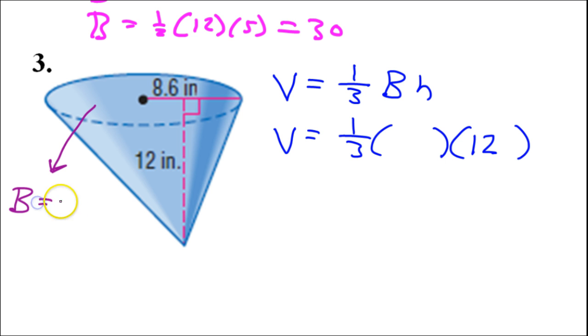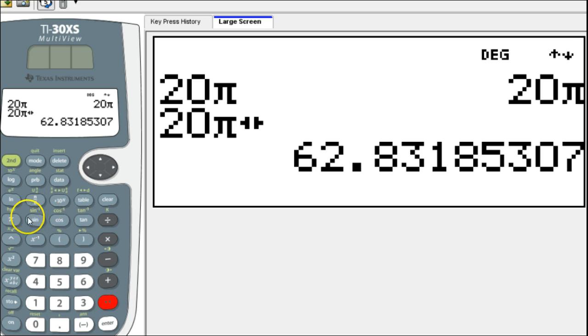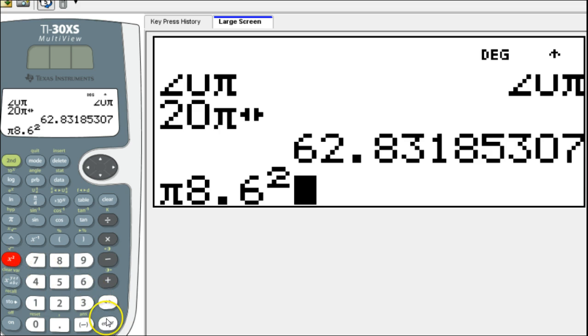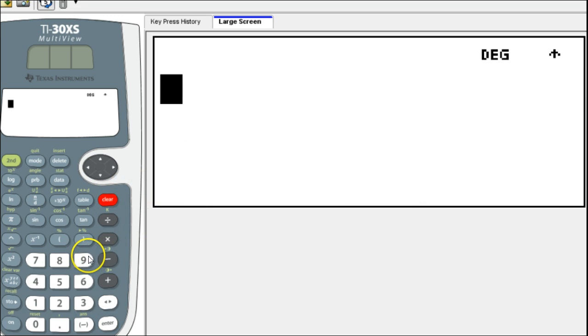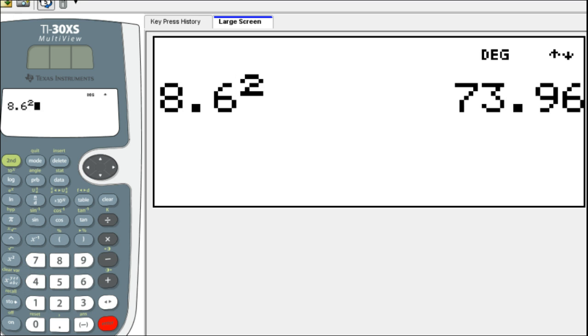So off to the side, let's go ahead and calculate the area of the base. Well, because the base is a circle, we should be thinking pi r squared. Alright, the radius is this 8.6, so that's pi times 8.6 squared. Okay, that's this number right here. Now what I might do, because I don't like to round until I'm finished, is do the 8.6 squared separately for a moment. Okay, so that's 73.96.